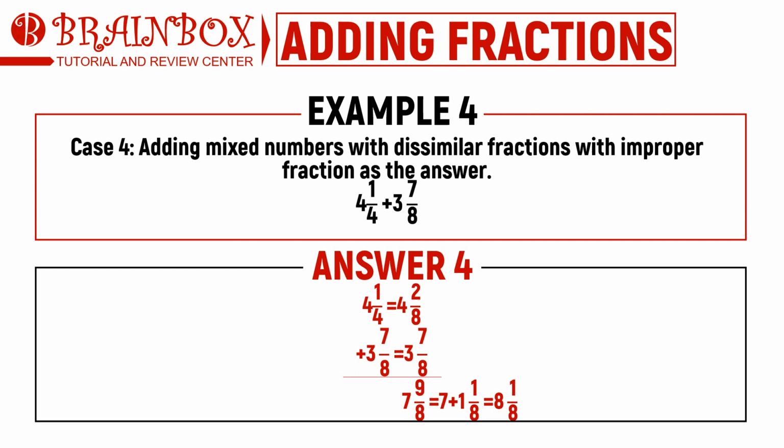For our fourth case, we will now try adding mixed numbers with dissimilar fractions with improper fraction as the answer. As we have discussed previously, let us first convert all dissimilar fractions to similar fractions. After, we can now proceed to adding both the whole numbers and the fractions. Since we will be having an improper fraction, we can convert the improper fraction to its mixed form. Lastly, we add the whole number we got from the similar fractions, then the new mixed fraction.